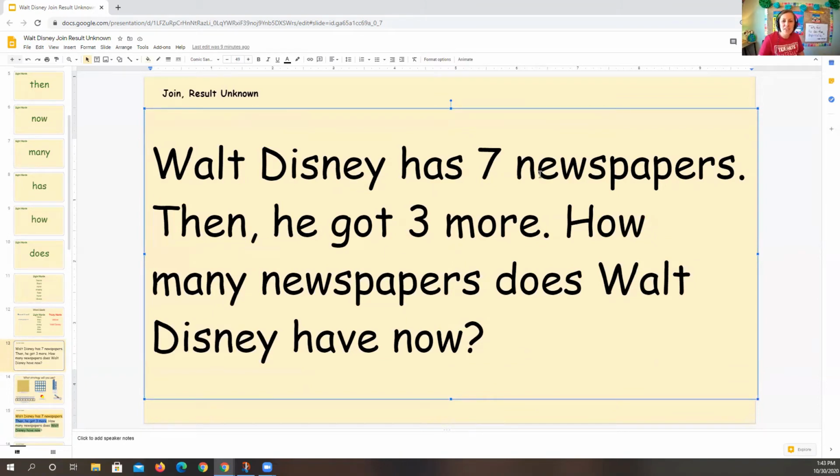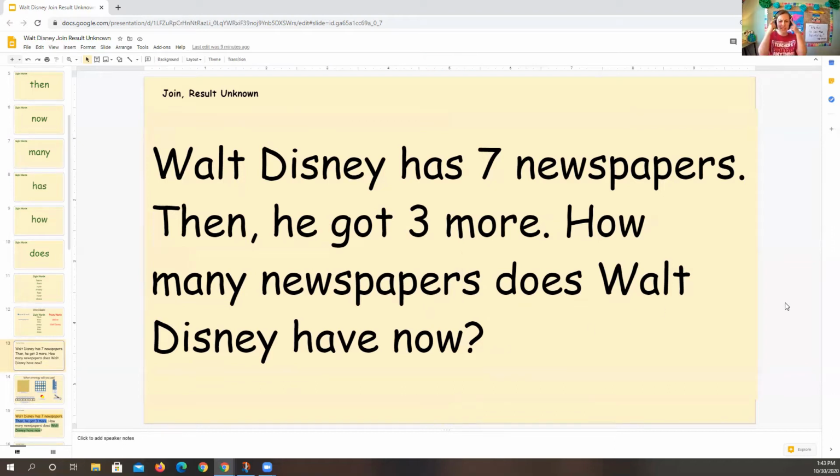Walt Disney has 7 newspapers. Then he got 3 more. How many newspapers does Walt Disney have now? So we need to think about this. He had 7 newspapers. He got 3 more. How many does he have now?